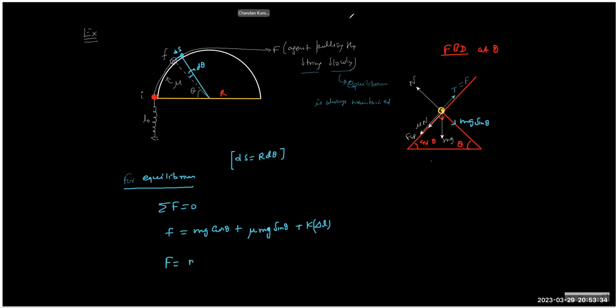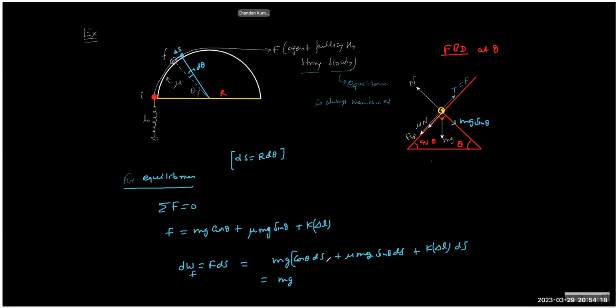So the elementary work by the force, because we have so many forces, is F ds. That's simple. Which means mg cos theta ds, mu mg sin theta ds, and k delta L ds. Delta L means dL, so k delta L ds. Correct. So much effort, right? But we have done this before. I'm not trying to use the relation which I have derived, but doing it again.